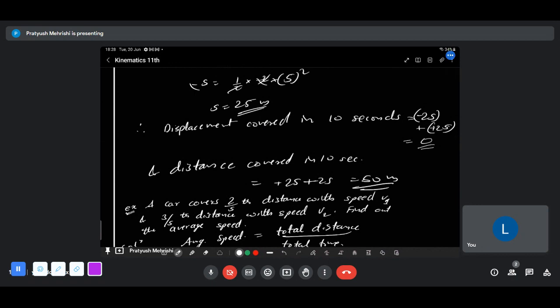Okay. Now see this question. A car covers 2/5 of the distance with the speed v1 and 3/5 of the distance with the speed v2. Find out the average speed. Yes, please try it out. You have 3 minutes, Hemant. Yes, sir, I'm trying.